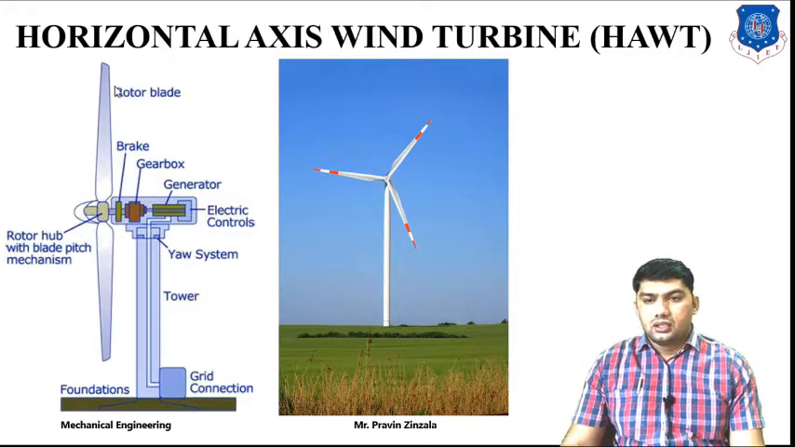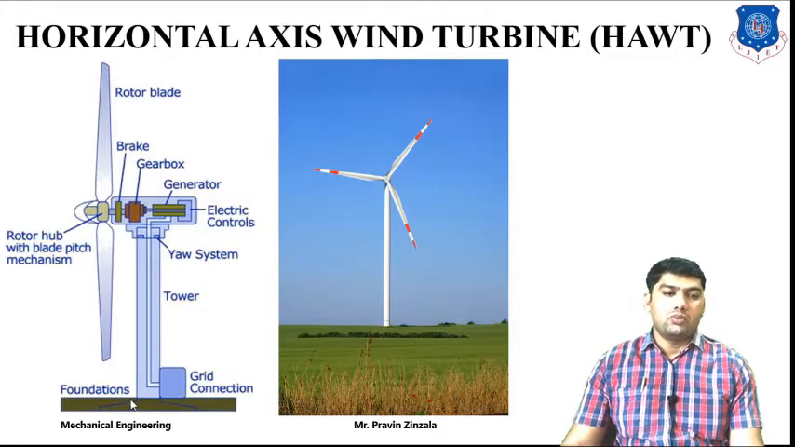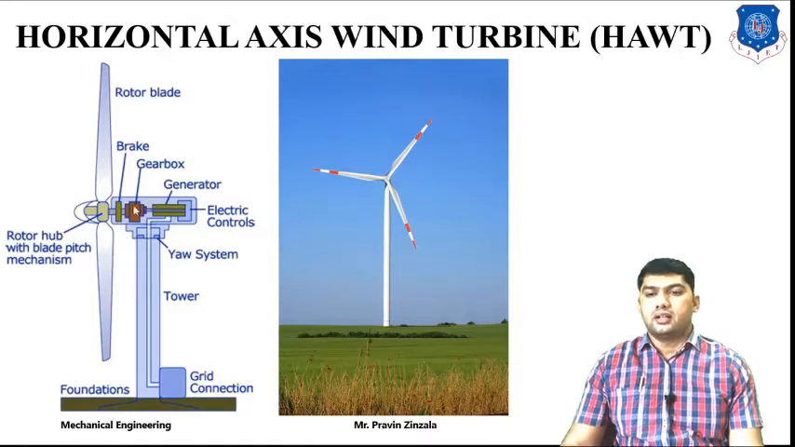This is the turbine rotor blade. This is the rotor or hub. Then after that the brake, gearbox, generator, electrical control, yaw control system, tower, grid connection and foundation. So these are the basic components of a horizontal axis wind turbine.